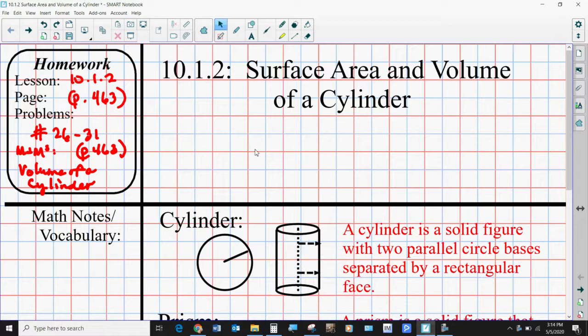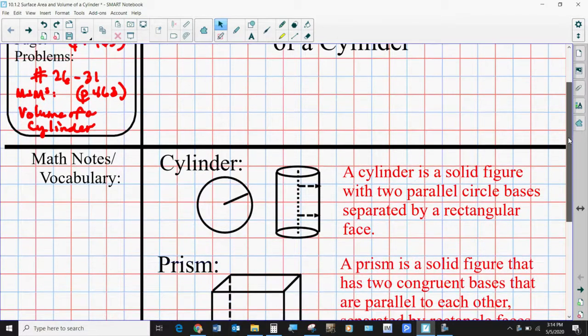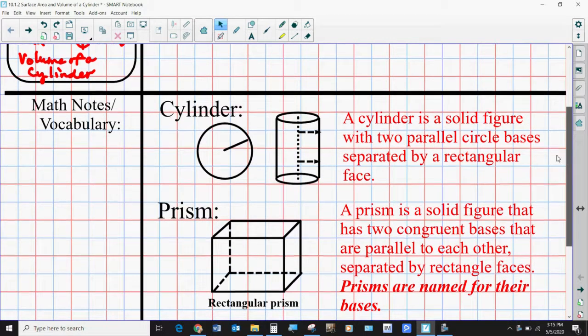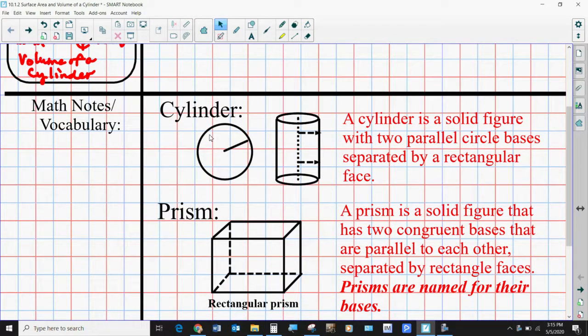Alrighty, we're going to jump into lesson 10.1.2, where we're now going to deal with cylinders, finding the volume and surface area of a cylinder. And it's important for us to go back and take a look at the work that we've done with prisms for us to understand how the formula works for cylinders. So let's define cylinders and prisms. I guess we can put them together so you understand how they're similar to each other.